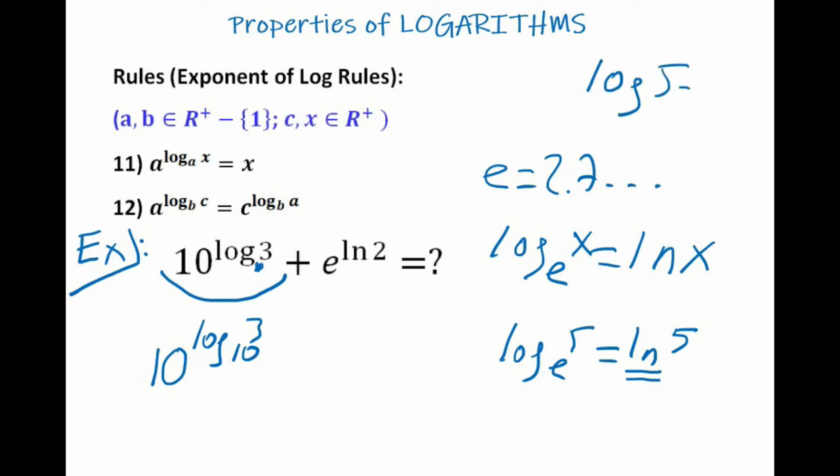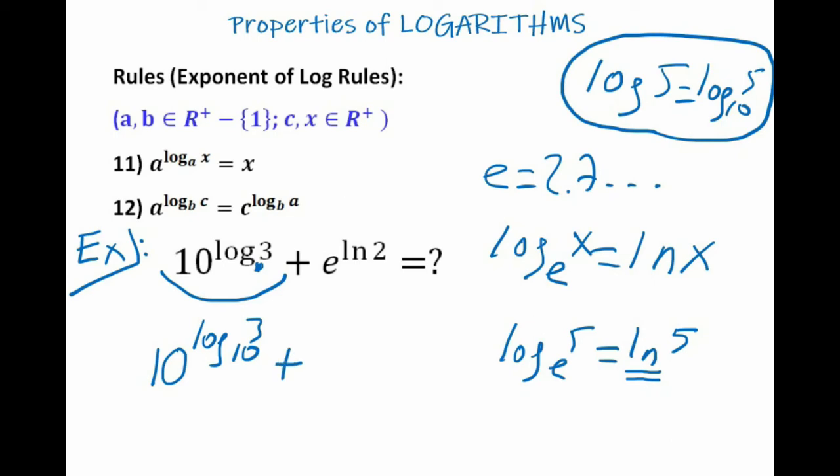Logarithm of 5, for example. This is actually logarithm of 5 in base 10. So if there is any base written in any logarithm, then that means actually there is a base, and that base is equal to 10. Plus, now I'm going to write the second term, e to the power of ln 2. Instead of ln 2, I'm going to write logarithm of 2 in base e.